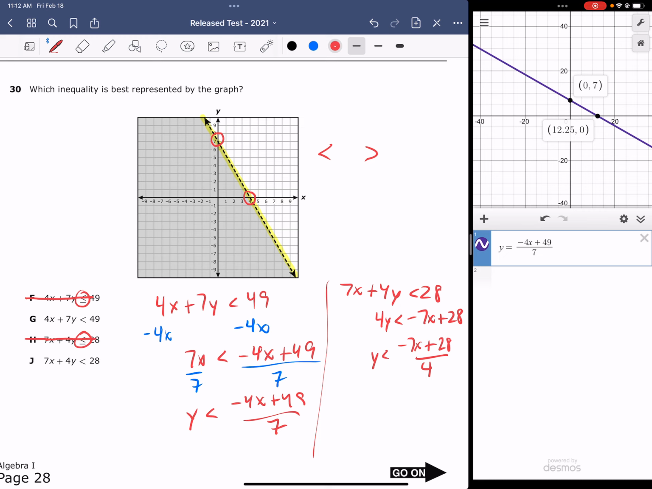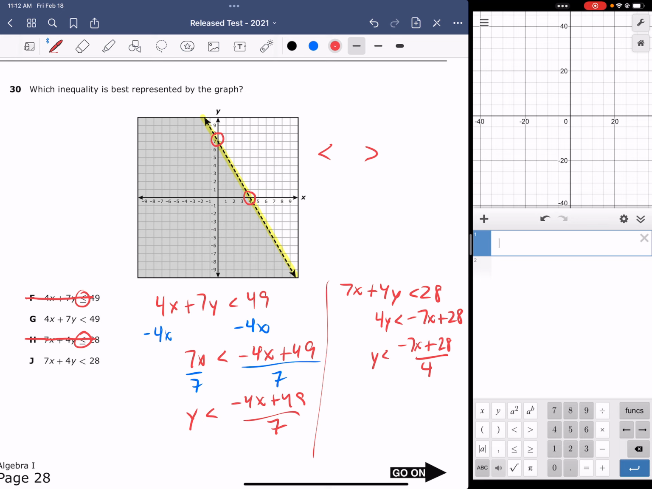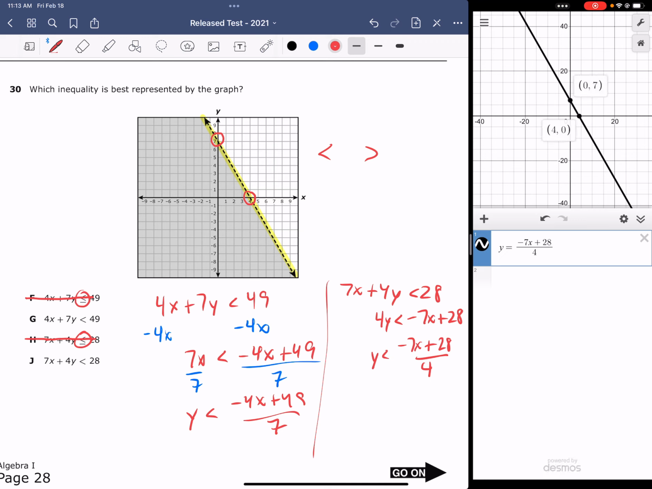And so if we come to Desmos to graph that line, again, remember that when we do that, we'll have to trade the inequality symbol for an equal sign, and then we will put negative 7x plus 28, all divided by 4. What we notice now is that this line crosses the x and the y axis in the correct spots, just like our line in the problem, and so therefore we feel very confident that letter J is the correct answer.